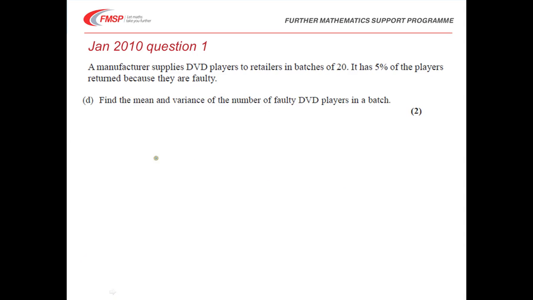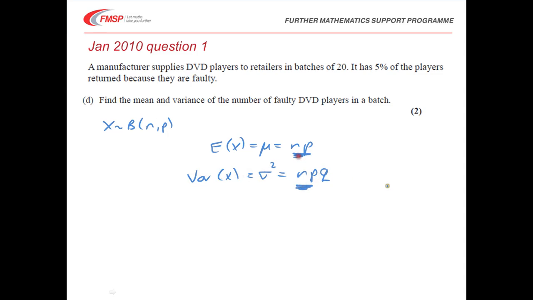We're then asked to find the mean and the variance. Now we're told that for a binomial distribution the expected value, which is in effect the mean, is equal to n times p, and the variance of x, which is sigma squared, will be n times p times q. Now notice np can usually always have been found, and that's just a useful trick to bear in mind.